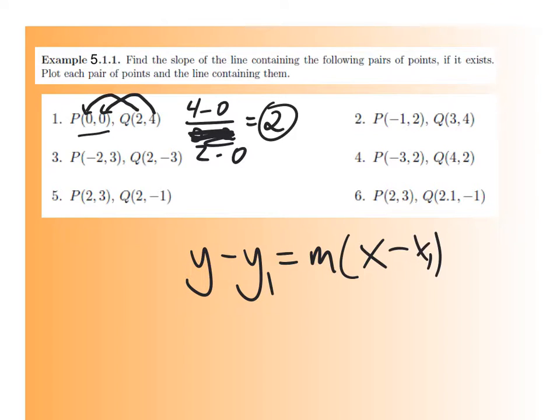But everybody please put in the 2 and the 4 in the right places, and then tell me what equation you have. So write the equation out with the 2 and the 4 in the proper spots. The slope is 2.